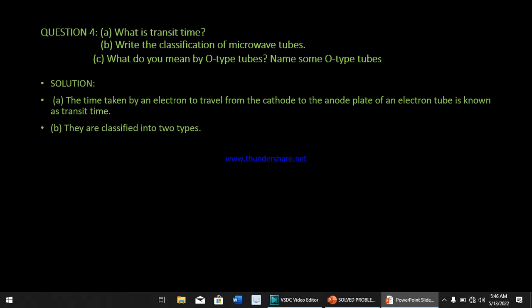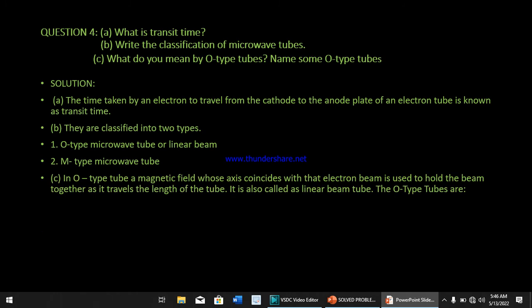While the B part, which asks us to classify microwave tubes, they are classified into 2 types, that is O-type microwave tube or linear beam, and the second one is the M-type microwave tube. It is also called cross beam.